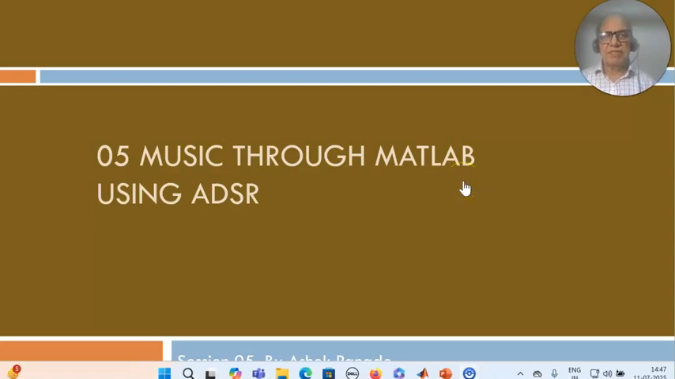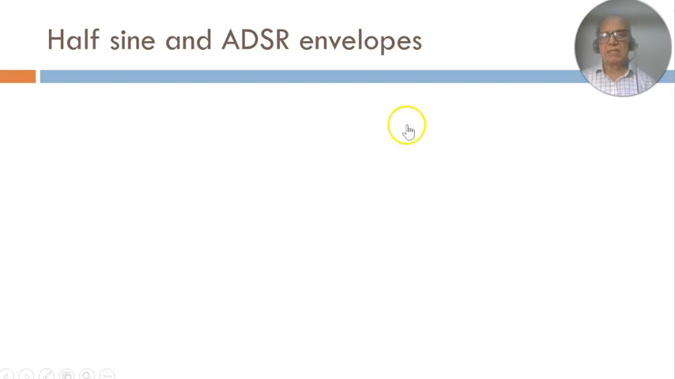So this is the 5th session on the topic music through MATLAB, and what we are going to do is to study how to use the ADSR envelope in generating musical notes. Alright, so let us start, and first thing we do is to revise our knowledge of half sine wave which is used for envelope and the ADSR envelope.